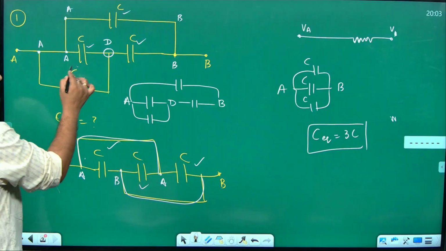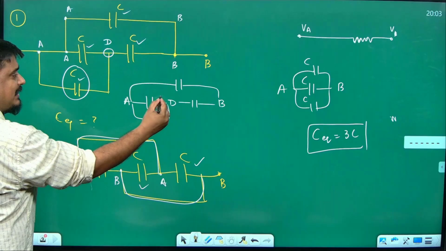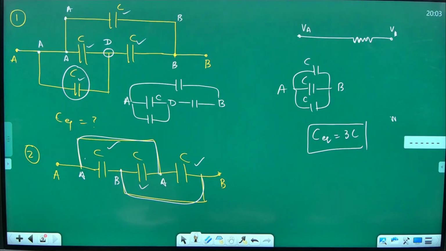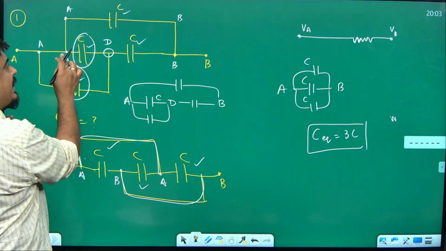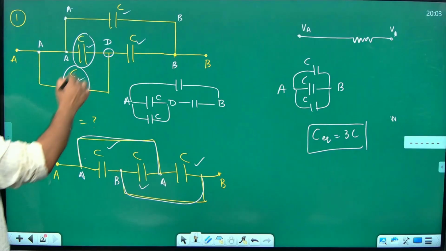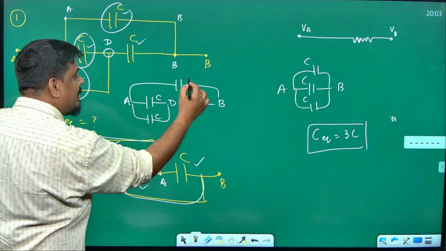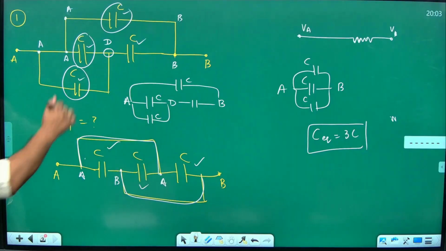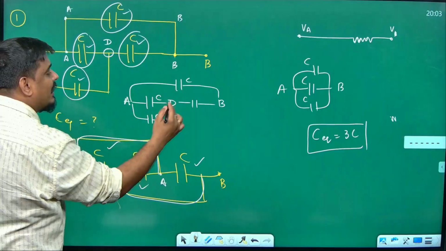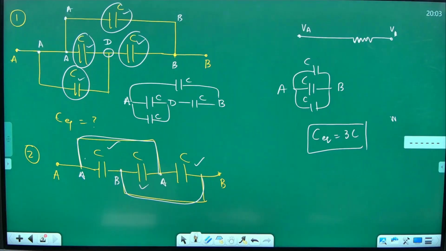So this capacitor was lying between A and D, so I am drawing one capacitor between A and D. This capacitor also lies between A and D, so I am drawing between A and D. This capacitor lies between A and B, so I am drawing one capacitor between A and B. This capacitor lies between B and D, so I am drawing one capacitor between B and D. Understanding, Kirti? Yes, sir.